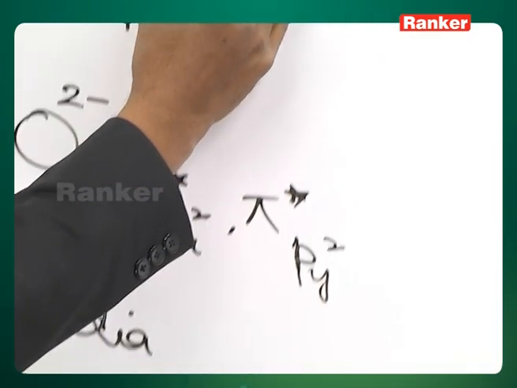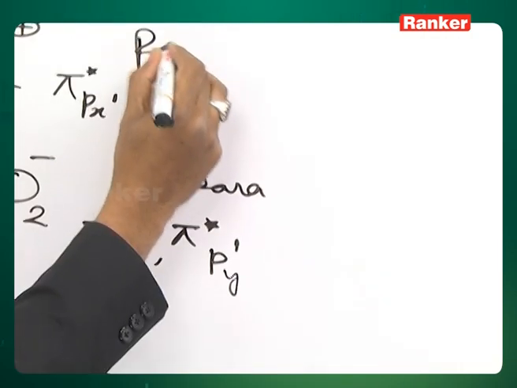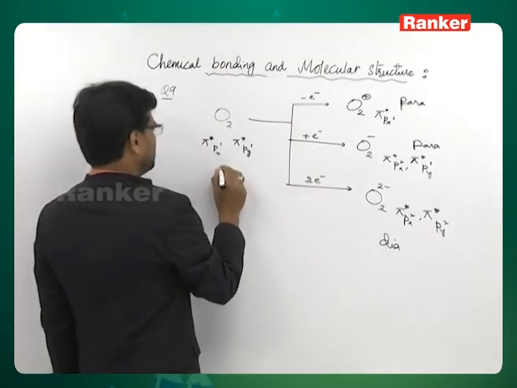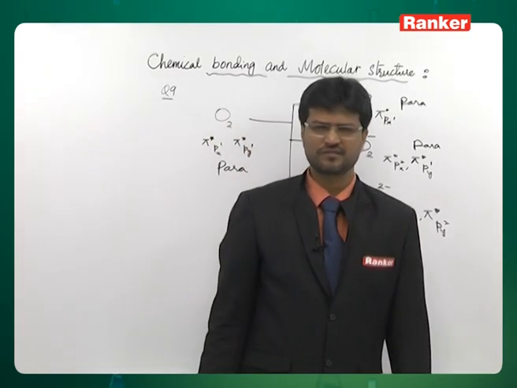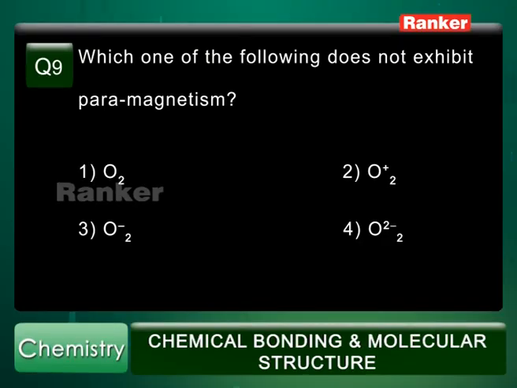this is paramagnetic, this is also paramagnetic. Any species which has at least one unpaired electron will be paramagnetic. So, the correct answer is O2 2 minus. O2 2 minus is the only species which is diamagnetic.